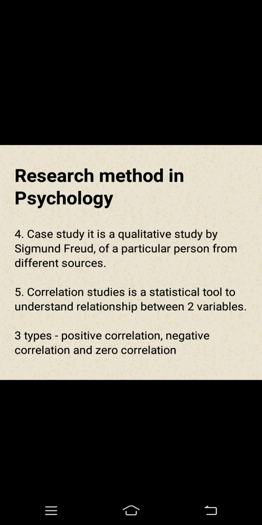Now the next one is correlation. Correlation is used in psychology a lot more than any other study, because here we do correlation between the variables. Correlation is a statistical tool to understand the relationship between two variables. You can select any two things and check whether they are related or not, right? First I'll tell you that it has three types. First one, positive correlation. Second one, negative correlation. And the third one is zero correlation. I'll try to explain with the help of a graph.